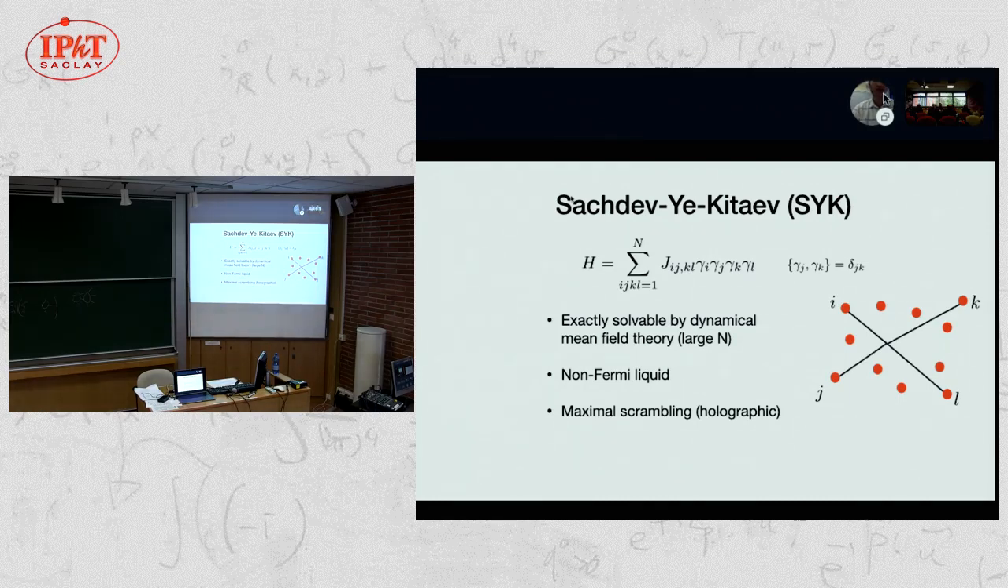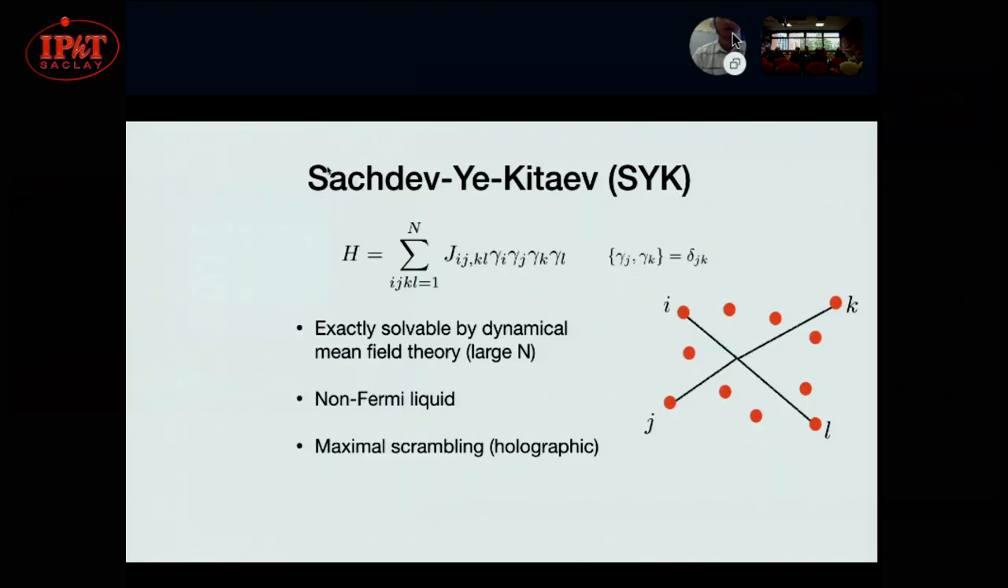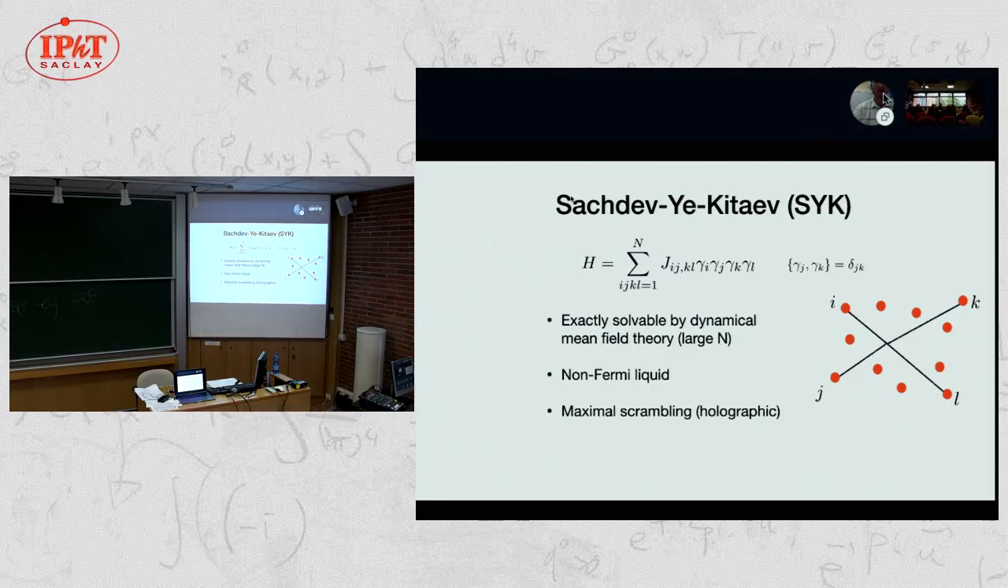If you compute its out-of-time-order correlator and the Lyapunov exponent, you will see that it's the maximal value according to the bound of Maldacena, Shenker, and Stanford. That suggests that it's a kind of holographic matter. It's a quantum system in 0D that is dual to a classical gravity system in 1D.